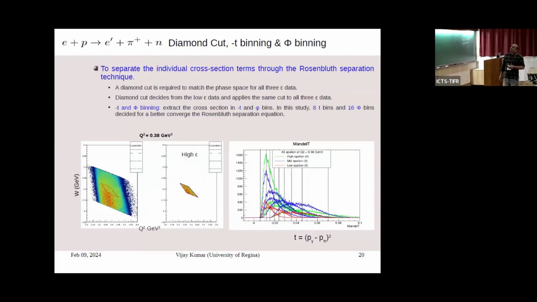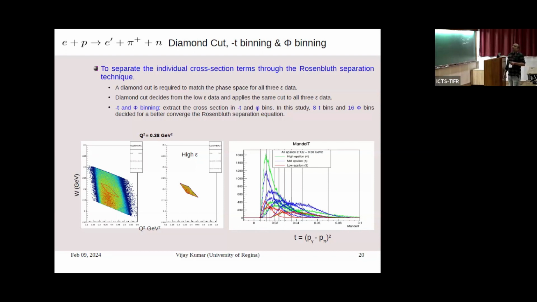So next thing, this is for LT separation. We require the phase space for all epsilon data to match properly, so here we need to make the diamond cut. This is the high epsilon data, and this diamond cut is decided from low epsilon, where we have only this phase space. Then I put this diamond cut on all 3 epsilon to have a common phase space for all 3 epsilon, and then we can do LT separation using only this data.